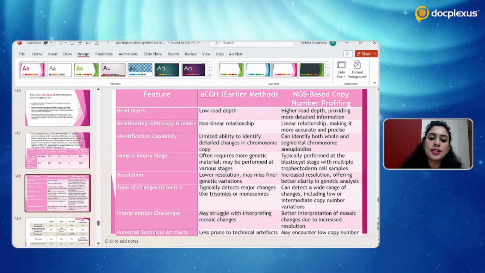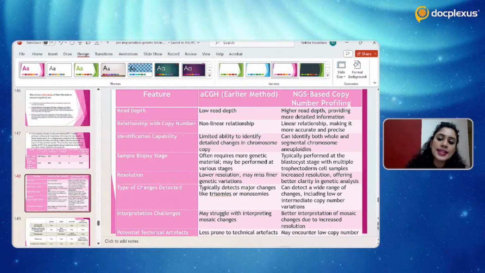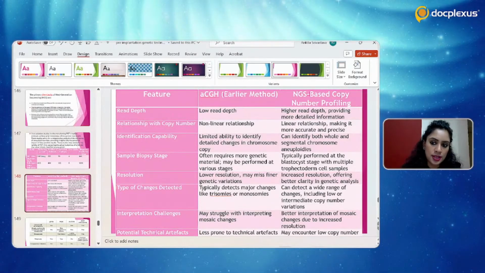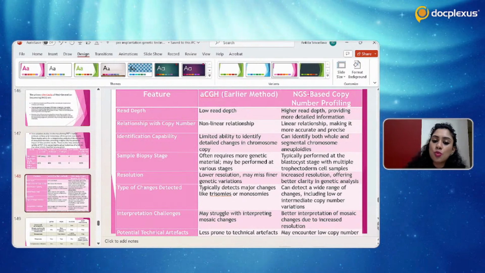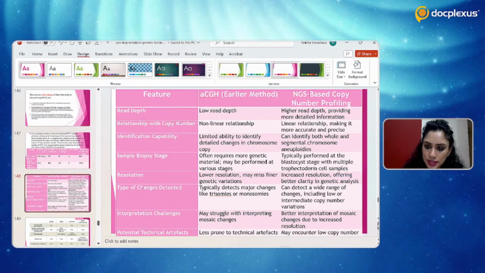In the CGH method, there is limited ability to identify detailed changes in chromosome copy, whereas NGS can identify both whole and segmental chromosomal anomalies, aneuploidies. So it is more detailed. CGH requires more genetic material. It may be performed at various stages, but NGS is typically performed at the blastocyst with multiple trophectoderm cell samples. CGH has lower resolution.